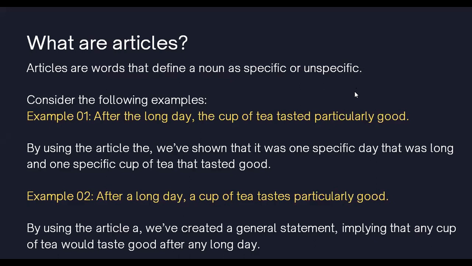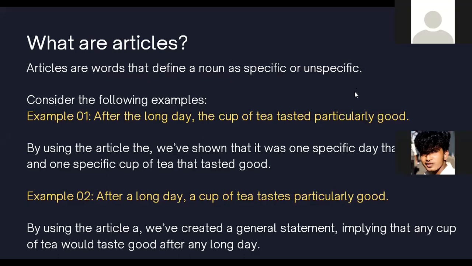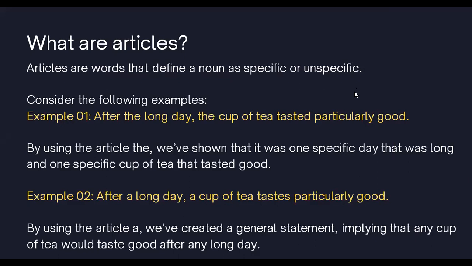When I ask a question, unmute and speak, because there are a lot of students in, so we can have a kind of disruption if there are too many sounds around us. Okay, so looking at this, what are articles? Articles are words that define a noun as specific or unspecific.